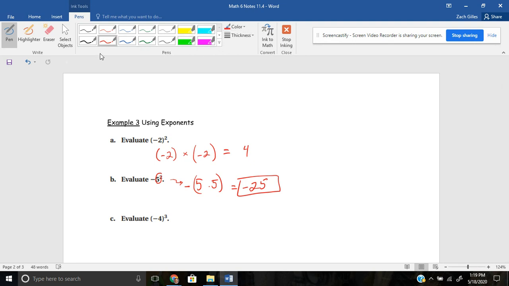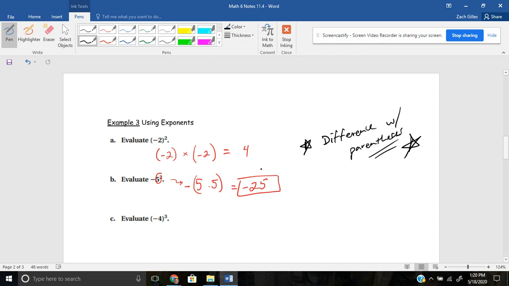Okay, so notice there's a big difference here. Let's write ourselves a little note. Difference with parentheses. So that's really something to pay attention to in your homework. If it has parentheses, it means -2 times -2. If it doesn't, it means 5 squared. So 5 times 5 is 25. And then the opposite of that. So I bring that negative along, and your answer would be -25.